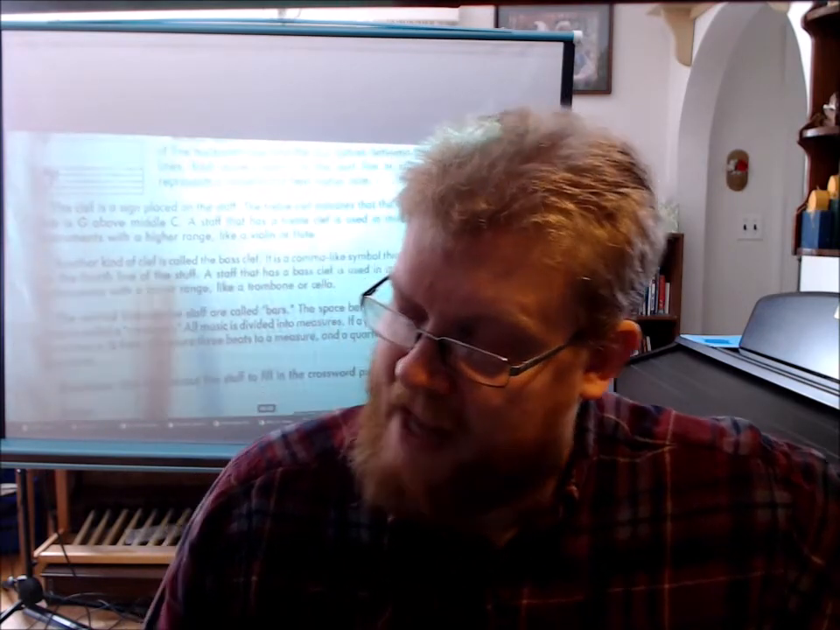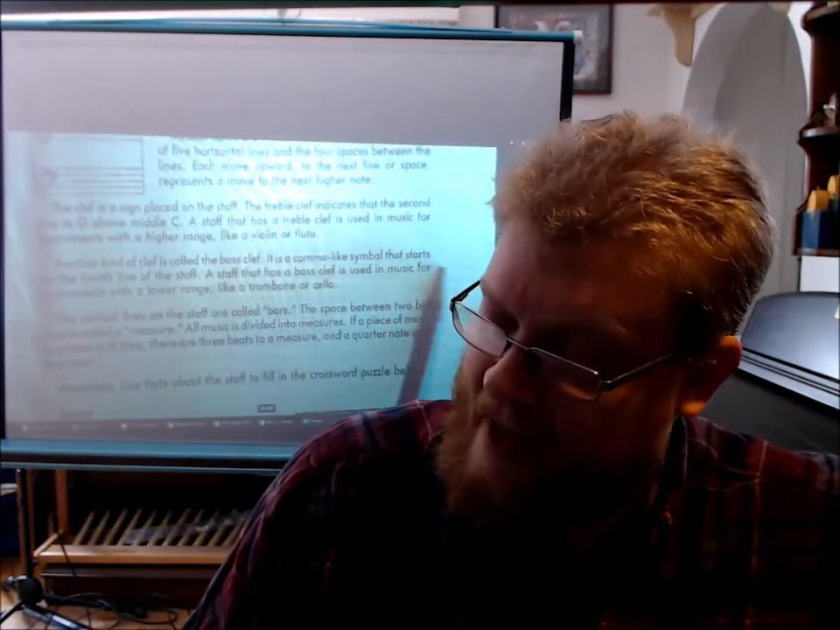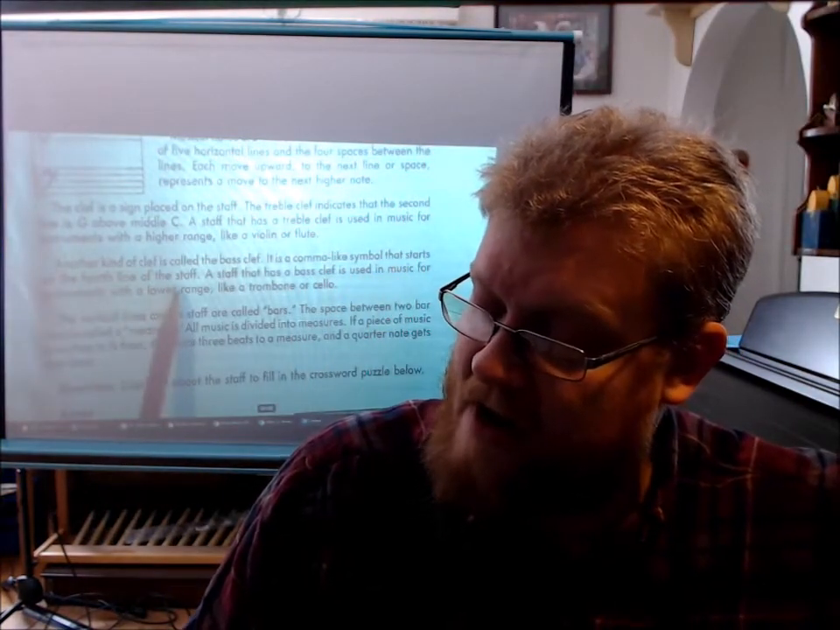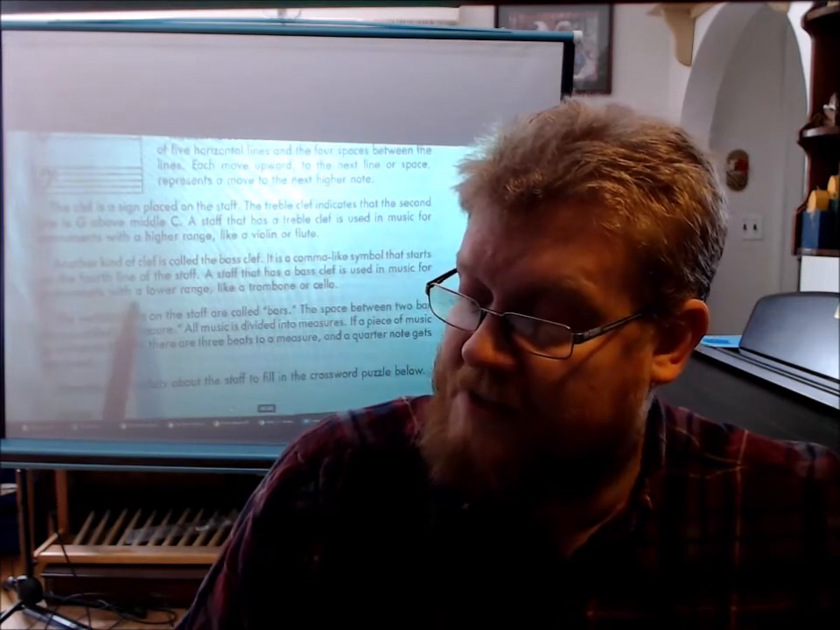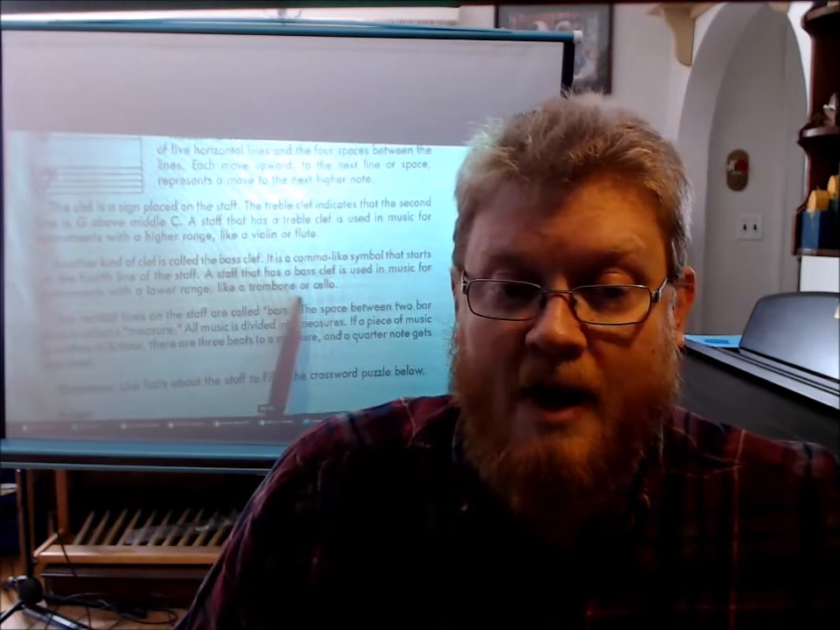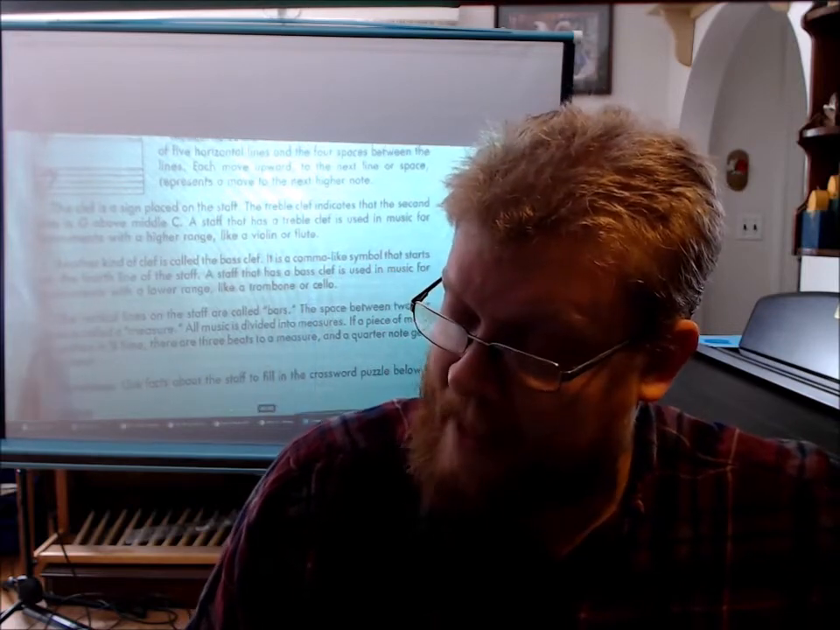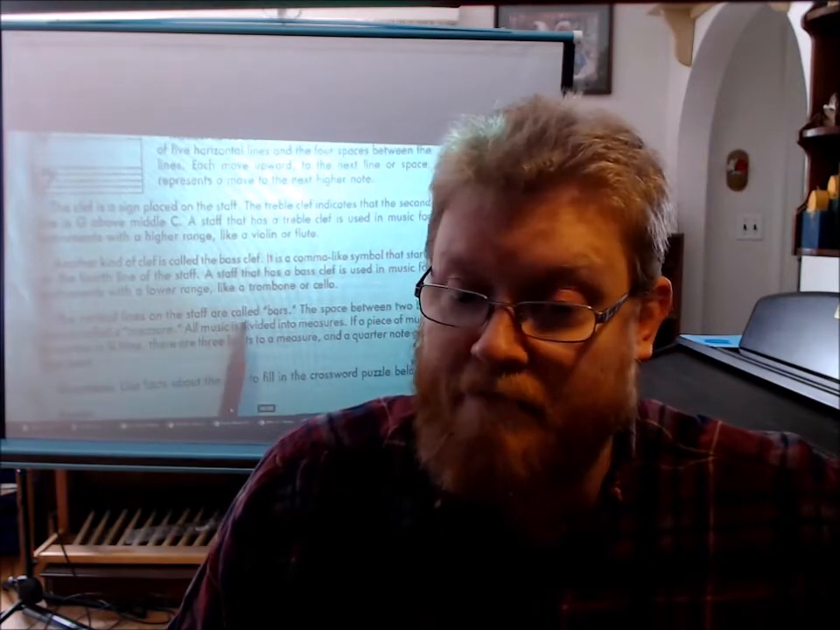Another kind of clef is called the bass clef. It is a comma-like symbol that starts on the 4th line of the staff. A staff that has a bass clef is used in music for instruments with a lower range, like a trombone or a cello. The vertical lines on the staff are called bars.